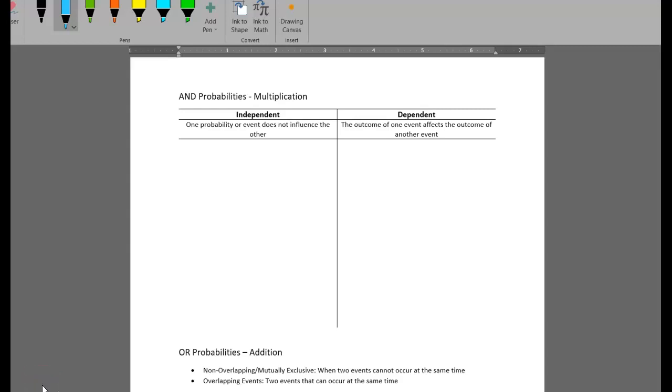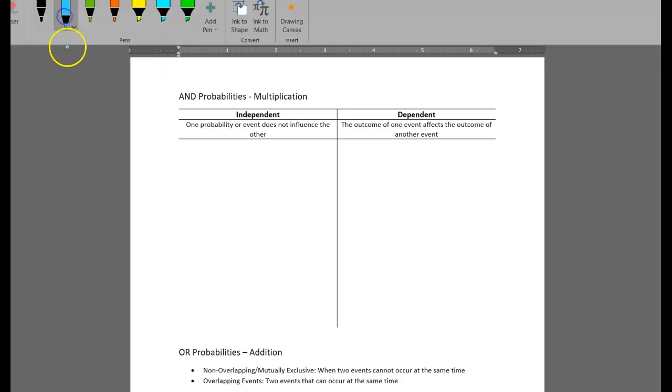Next, we want to look at a couple specific types of probabilities. So we have and probabilities, we have or probabilities, and we're also going to look at what we call conditional probability. And so with and probabilities, we're actually going to do multiplication.